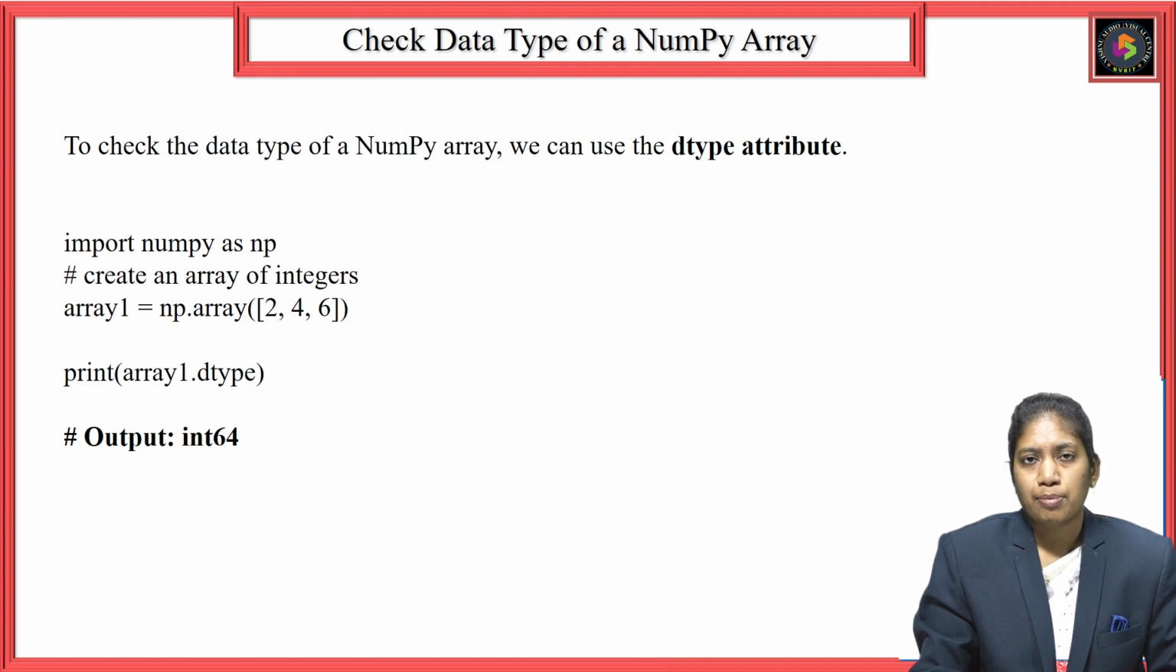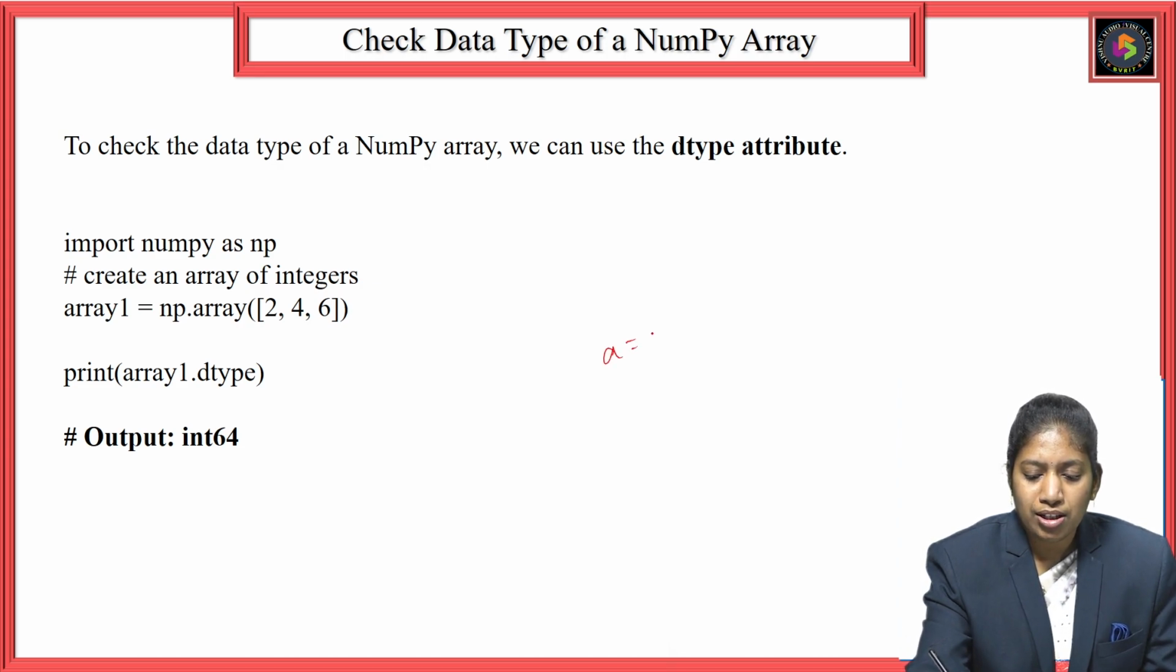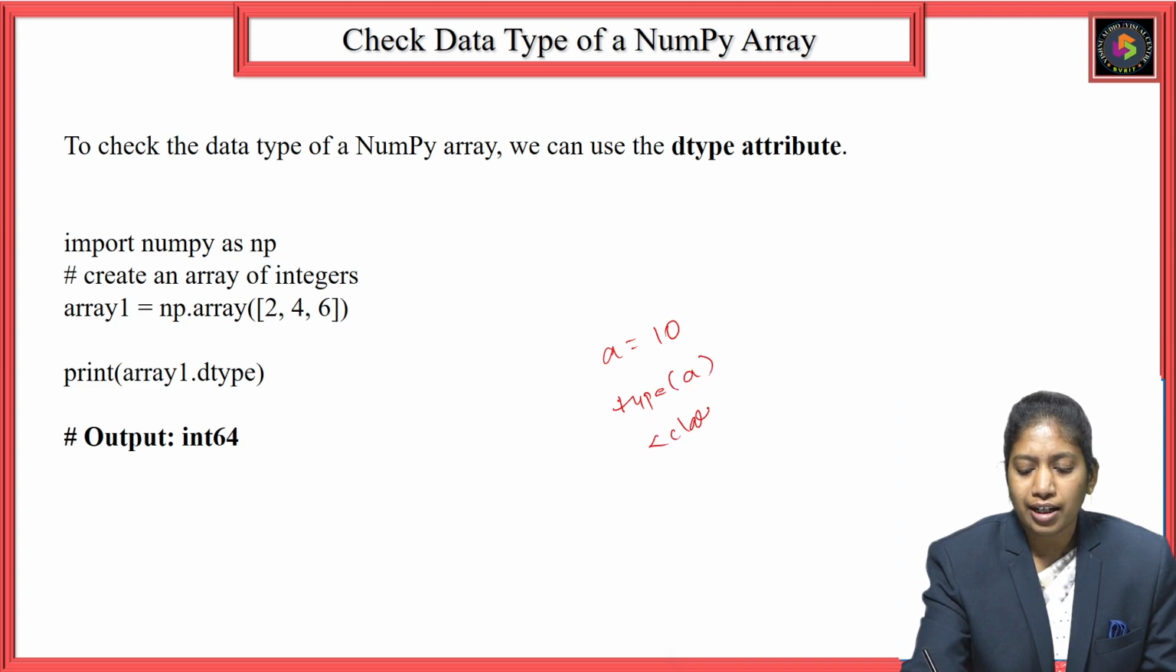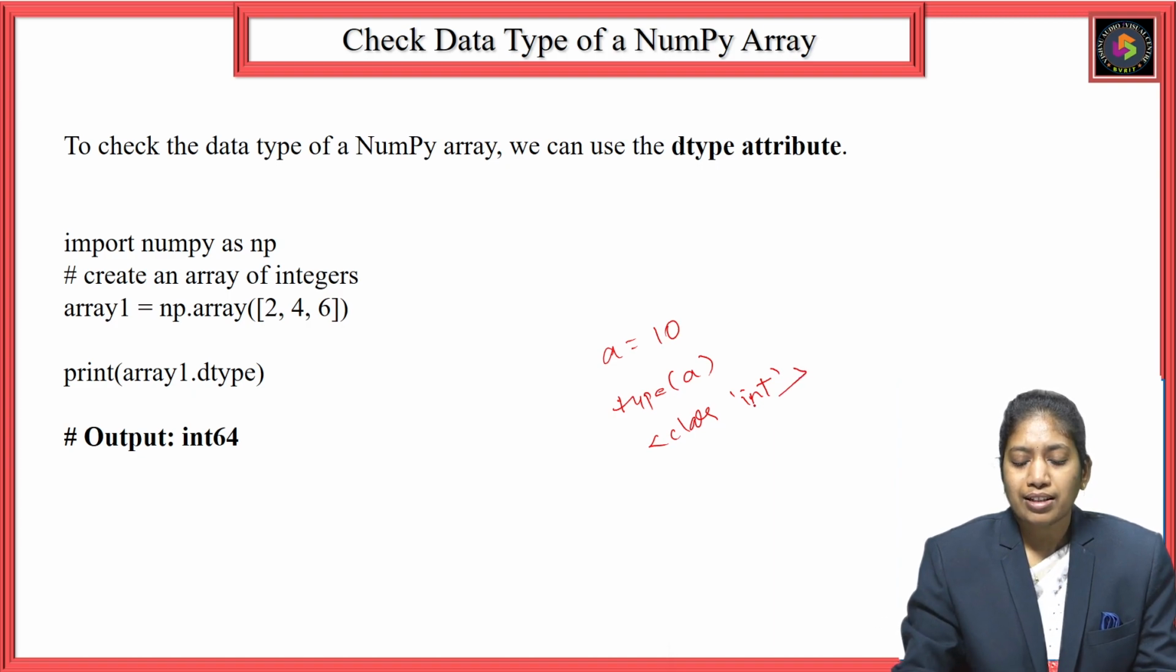So to check the data type, generally in Python we check the data type like this: a is equal to 10, I have given. So type of a, if I mention it, I'll get class int. So like this I'll get.